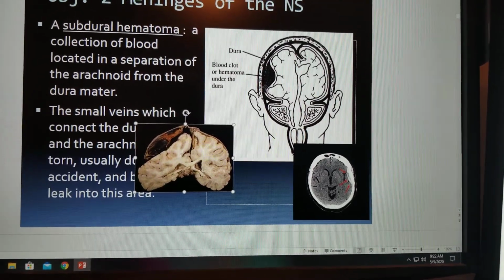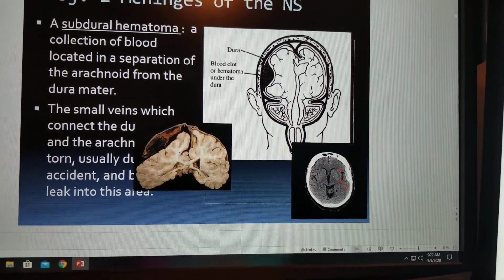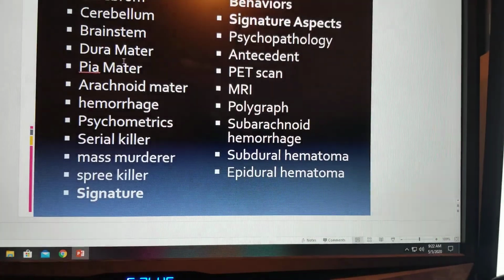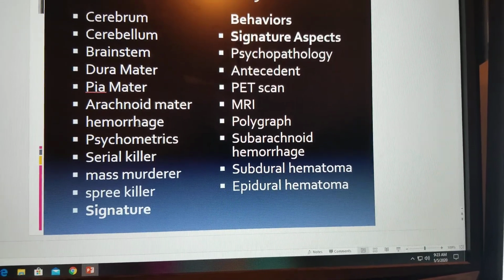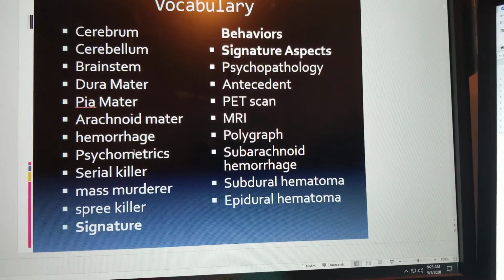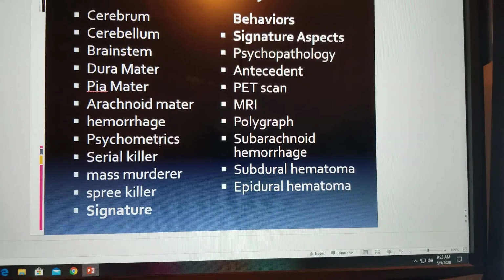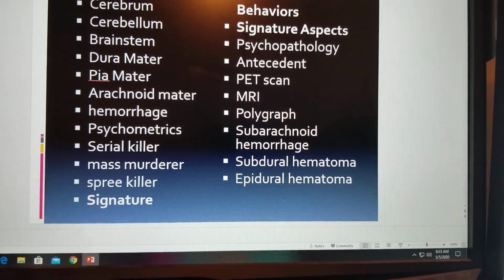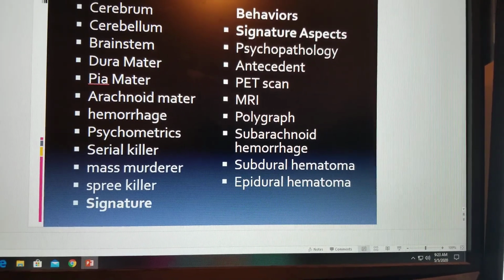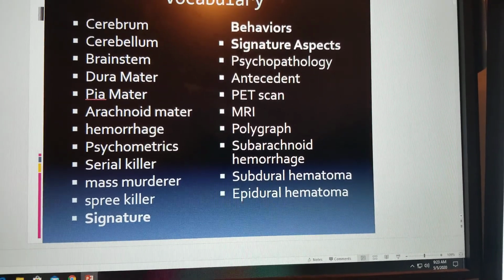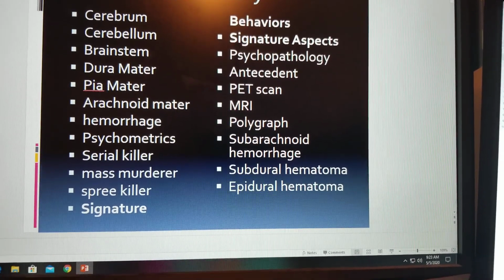Okay. All right. So I'm going to go back to this vocab here for a second. Those are your meninges. We understand hemorrhaging is a rupturing. Psychometrics is the measurement of your psyche, the measurement of the psychology of your brain. Psychometrics is absolutely awesome. There definitely are pluses and minuses to it. It is not a perfect science.